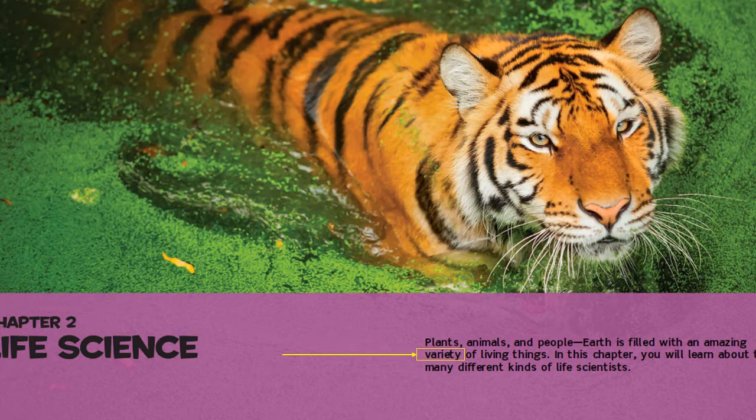So, Earth is filled with an amazing variety of living things. In this chapter, you will learn about the many different kinds of life scientists. Oh, so let's see. They're talking about plants, animals, and people. And Earth is filled. And then here it says many different kinds. Okay, so maybe variety is connected to a large number of different things.